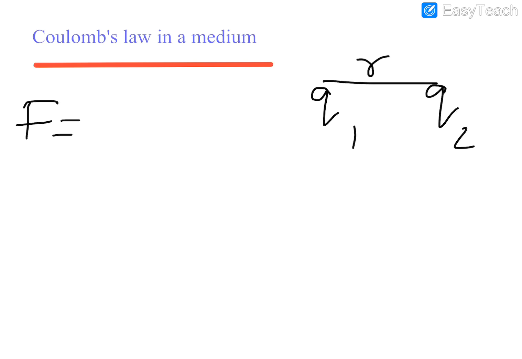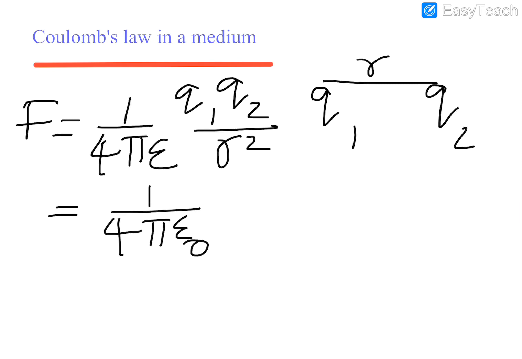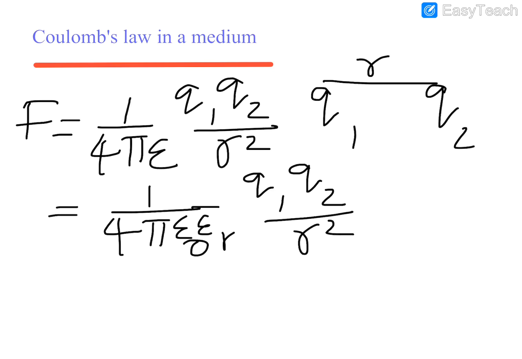So write the general equation: 1 by 4 pi epsilon, q1 q2 by r square. This is the general Coulomb's law. Here you can rewrite it as 1 by 4 pi, epsilon is equal to epsilon 0 into epsilon r, then q1 q2 by r square.